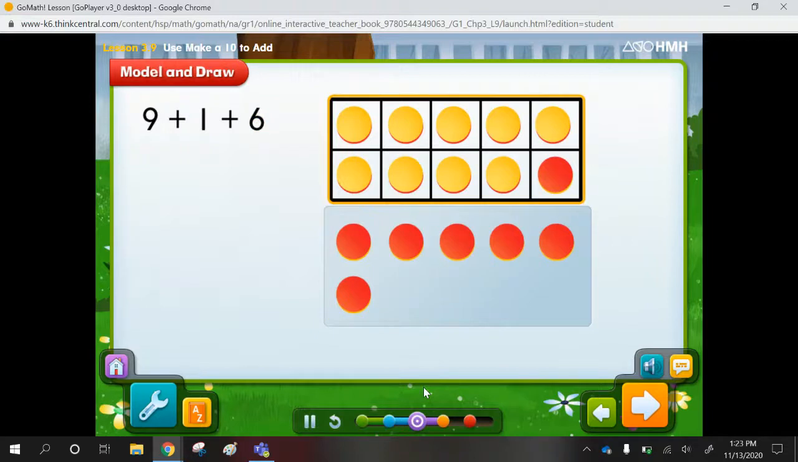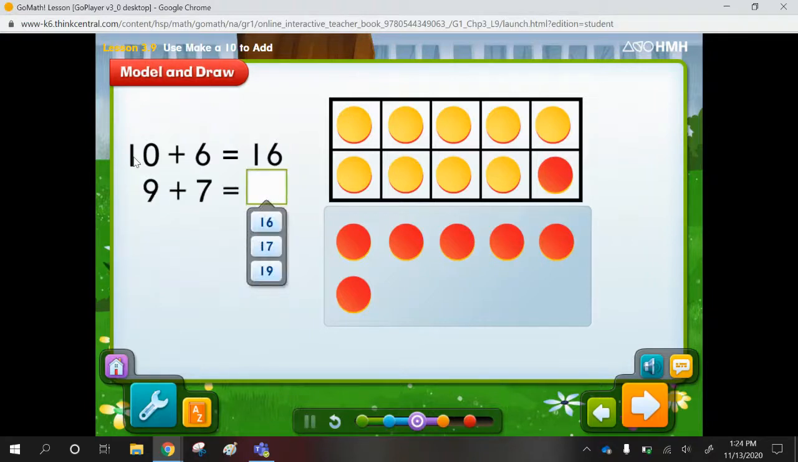There are 10 counters in the 10 frame. So 9 plus 1 plus 6 is the same as 10 plus 6. 9 plus 1 is 10. What's 10 plus 6? 10 plus 6 is equal to 16. What's 9 plus 7? It would be the same. Good job! 9 plus 7 is equal to 16. 9 plus 7 has the same sum as 10 plus 6.